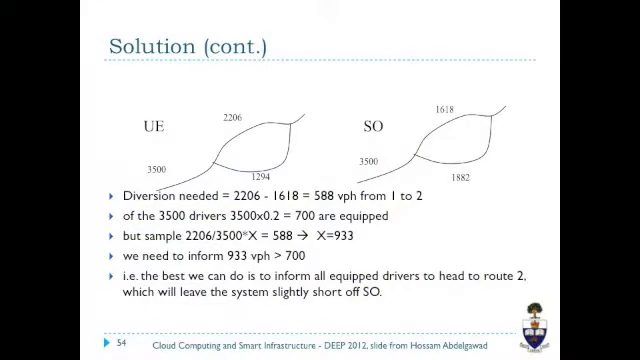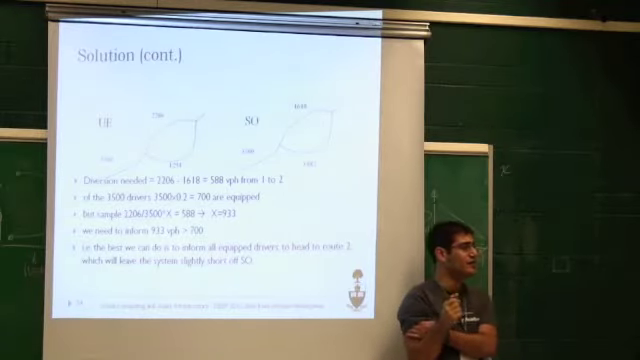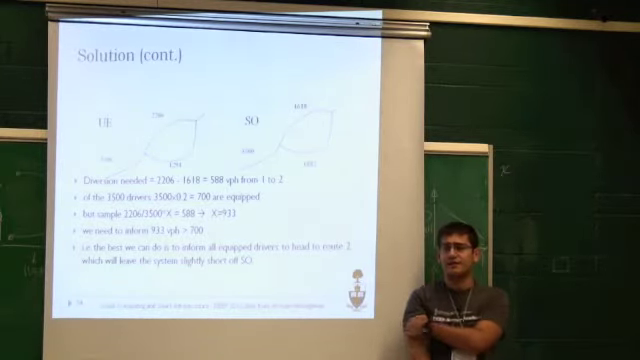Okay, let me try to repeat this. Why is it that if I only tell 588 people, it is not enough?